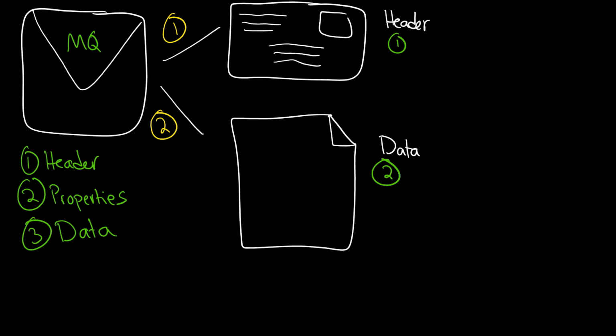But the properties are more related to the data. They describe sort of metadata for the data that's going on. And so properties are mapped in here under data. And then third, you have the actual data, so that's clearly going to be listed here under data. So you're going to have two and three listed here, and then one is essentially that whole envelope. So this is the mapping that's going on between the major parts of MQ messages.